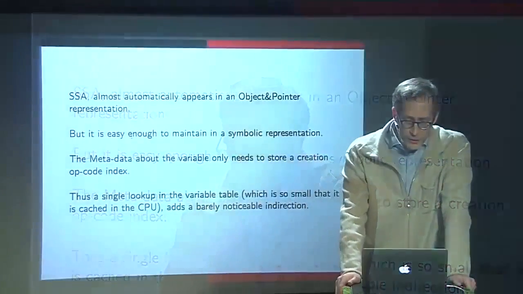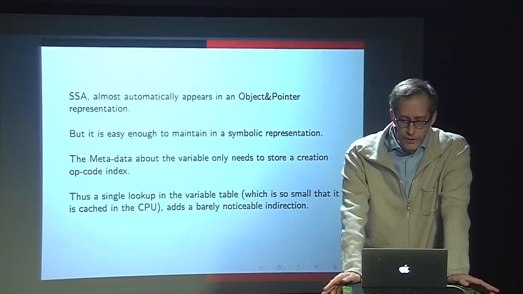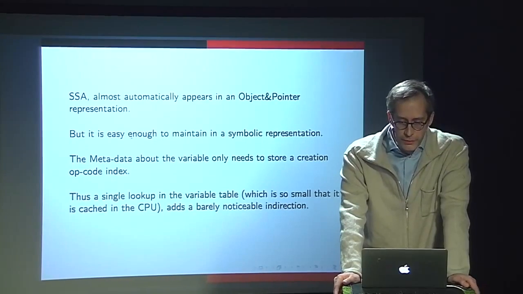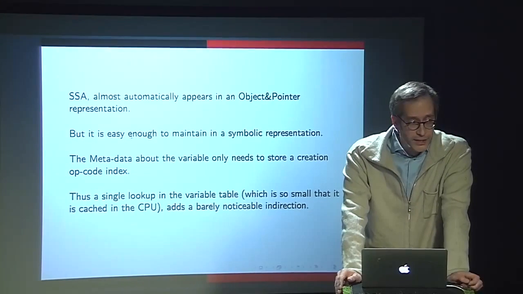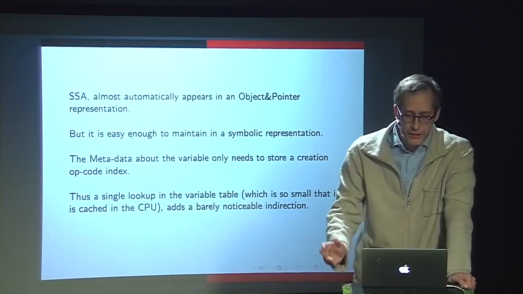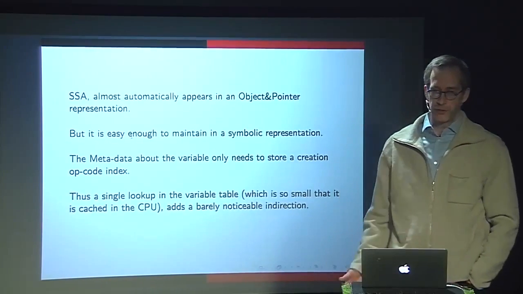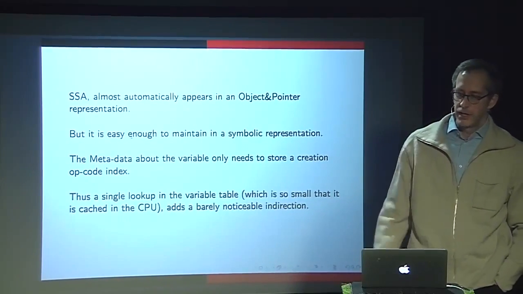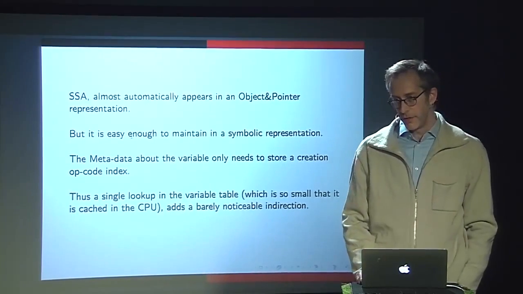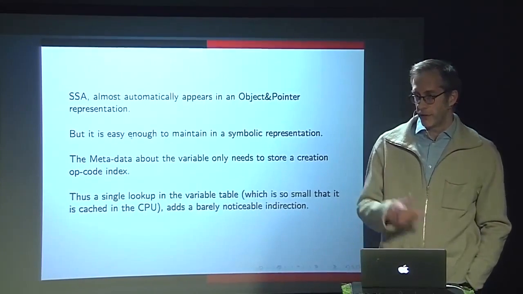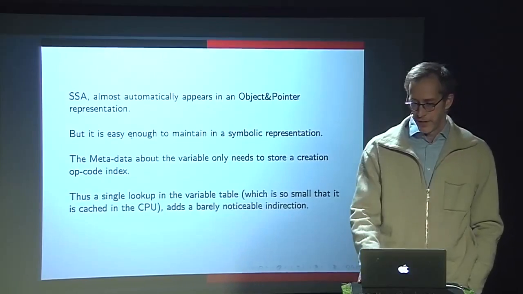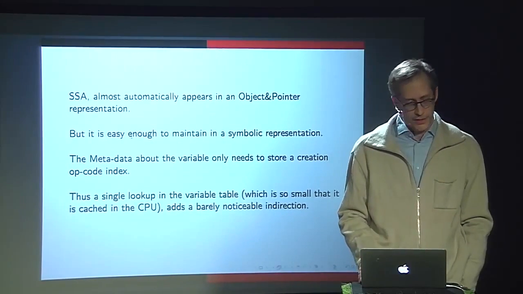So to look up where the source is for symbolic representation, we can store the source opcode index in the metadata. So a single lookup in the variable table, which is so small that it's cached in the CPU, adds a barely noticeable indirection to actually find where the variable came from. There are many other examples, but this is a simple one.